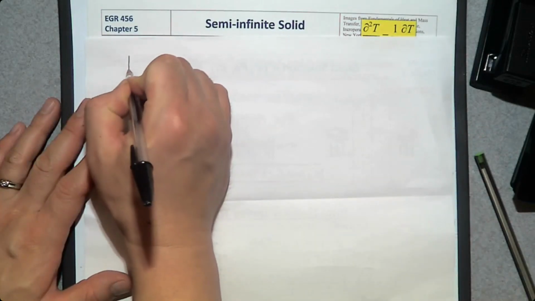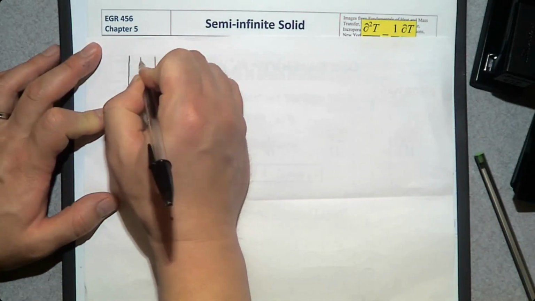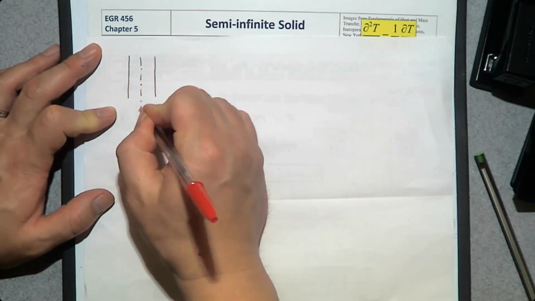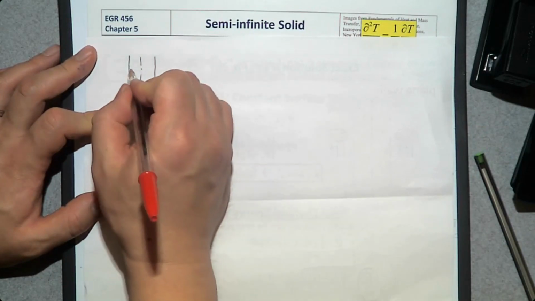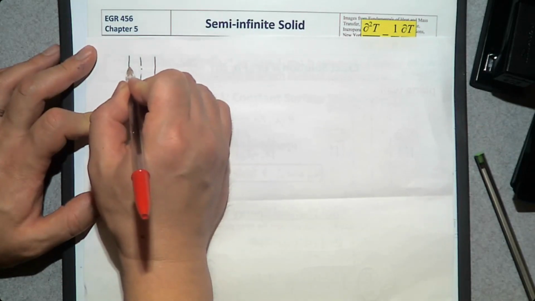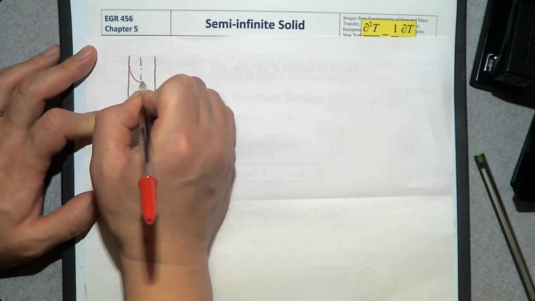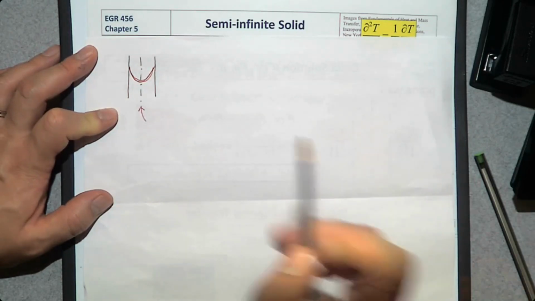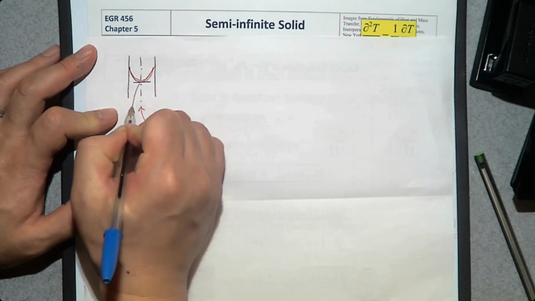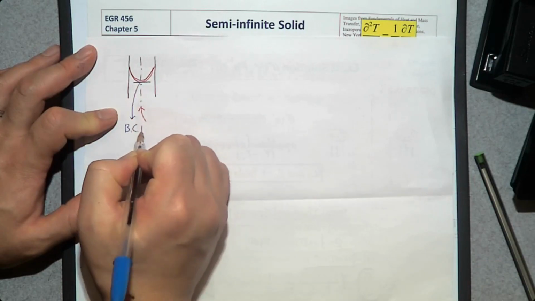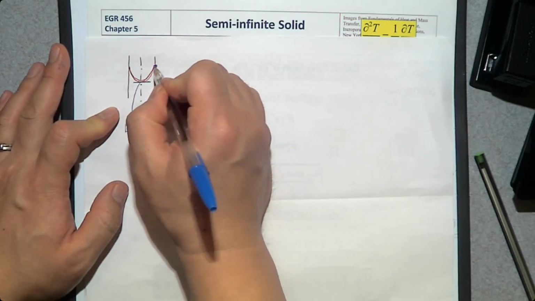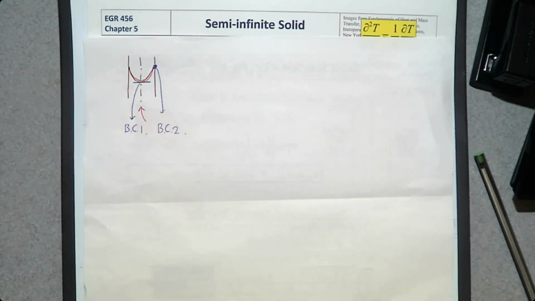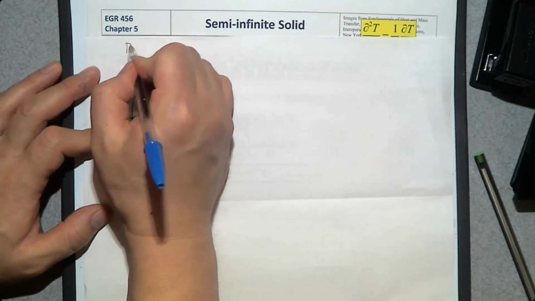So plane wall, we have two boundary conditions. One is at the center. The temperature profile is going to look like that. So we can say the slope is going to be 0 at the center. That is boundary condition number 1. And we know the temperature at the surface. That is boundary condition number 2. So this is plane wall. We have two boundary conditions.